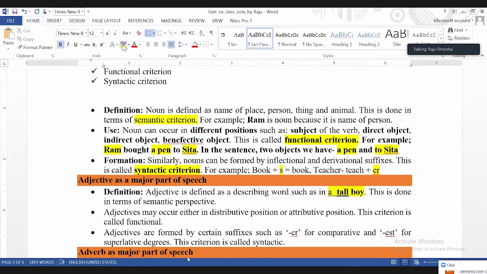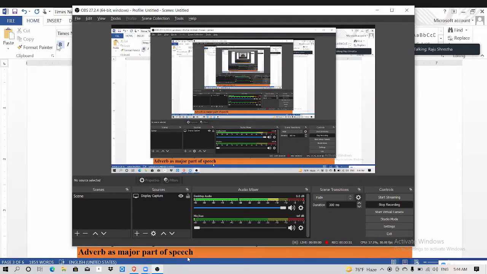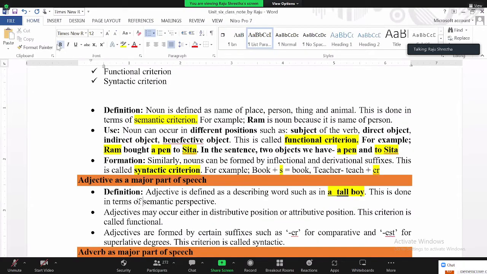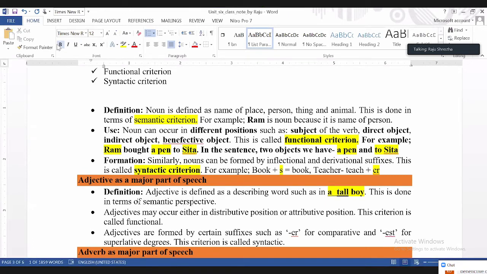In this example, a tall boy, tall is used to describe boy. So tall is an adjective. This is done in terms of the semantic perspective, or semantic criterion. Looking from the semantic perspective, this is according to a semantic criterion.